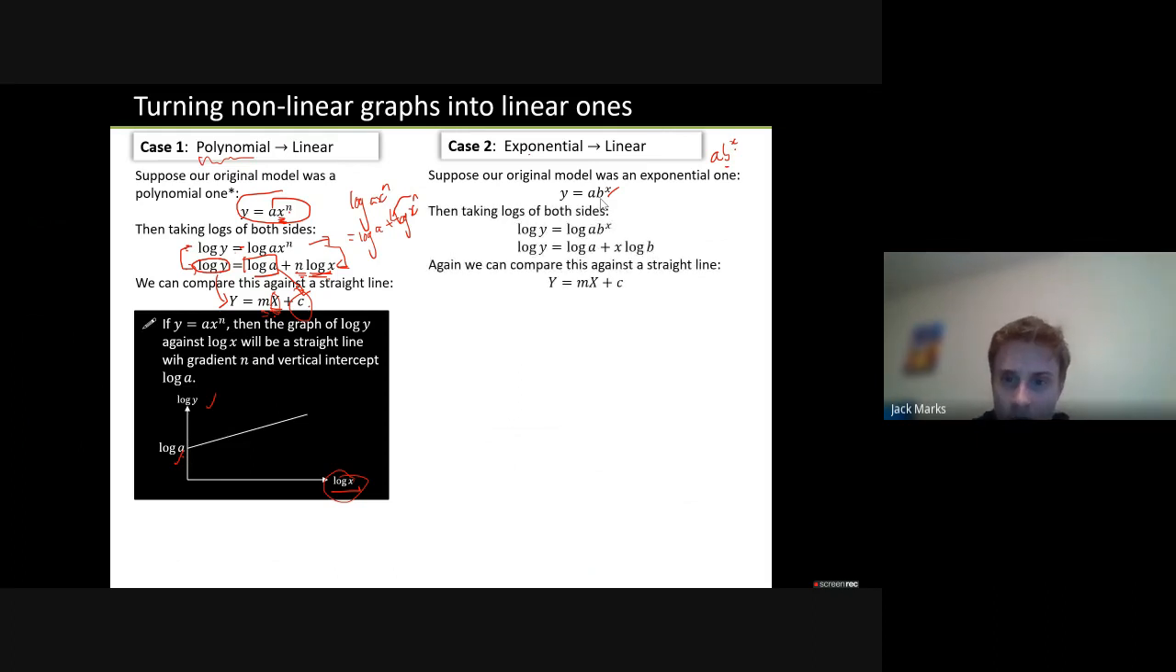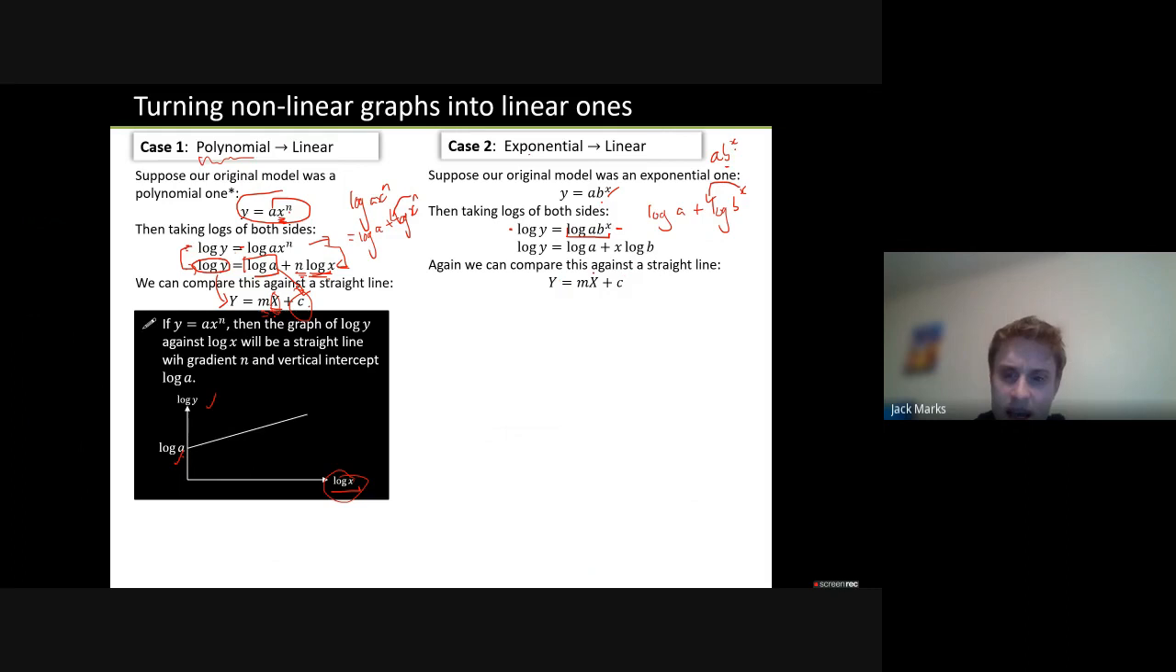So log of both sides to begin with. As before, we can use log rules on this part here. So it becomes log a plus log b to the x, and the x can go down to the front. So we get this one here.